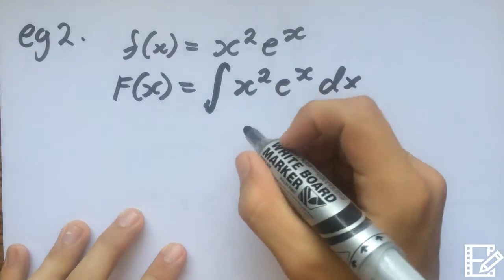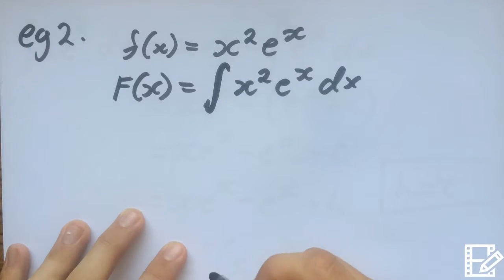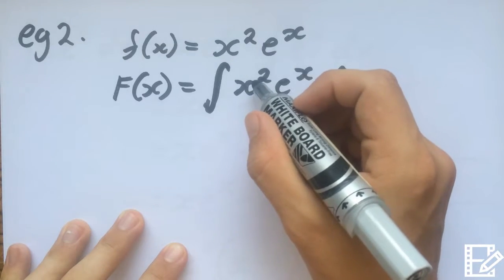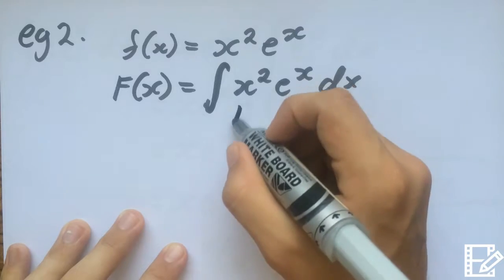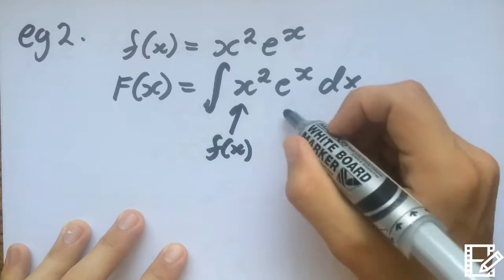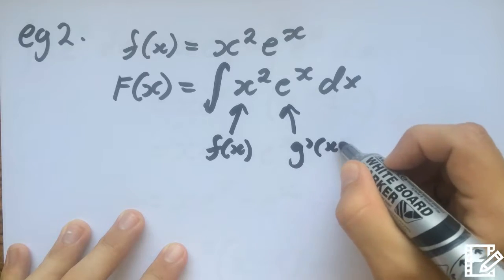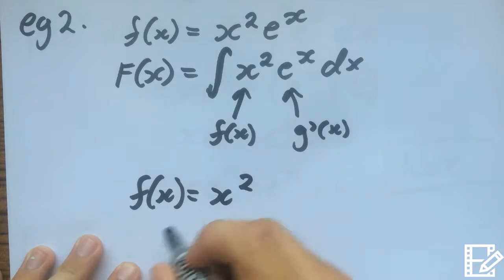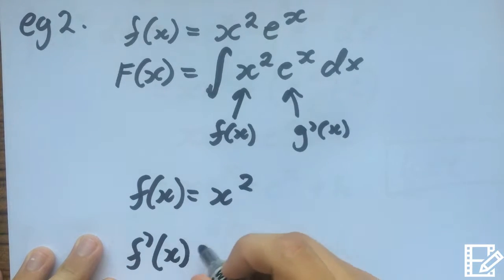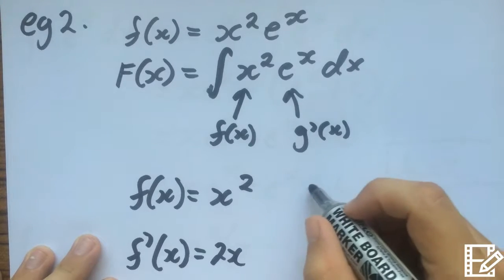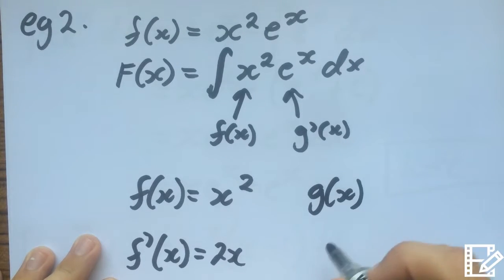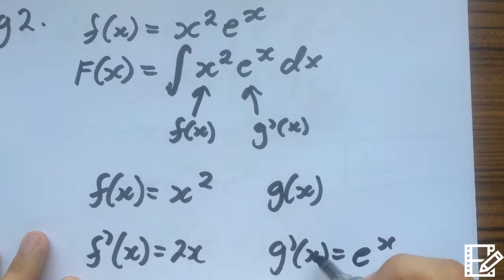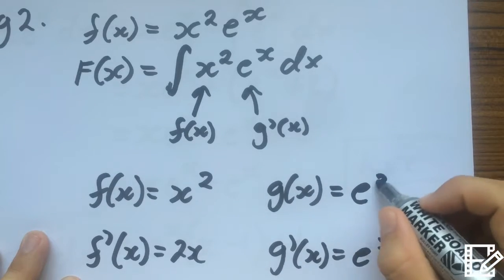Okay, and we decide which one's going to be f(x) and which one's going to be g(x). If we were to differentiate this, it wouldn't simplify. If we were to differentiate this, it would simplify more than this. So we make this f(x), and we make this g dash of x. Okay? So we label f(x) as x squared, and we label f dash of x 2x. And we have g(x), and we have g dash of x. G dash of x is e to the power of x, and g(x) would then be e to the power of x.